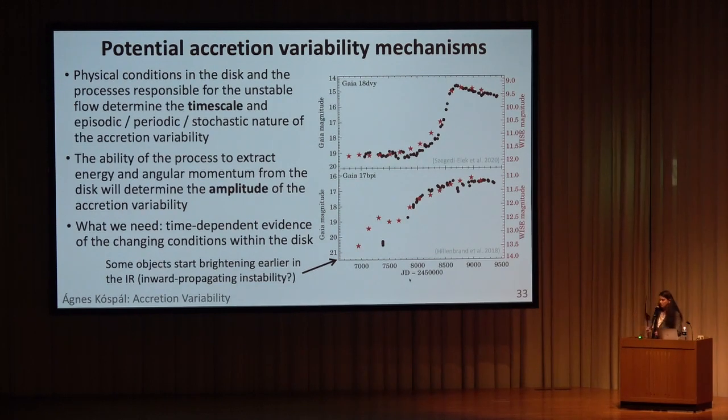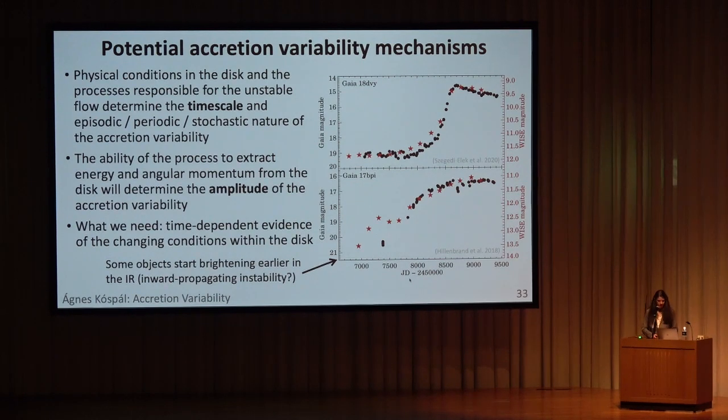Here I'm showing an example for a very nice observational fact, which is that certain FUors start brightening earlier in the infrared than at optical wavelengths. And from this, we can infer that in these objects, probably there is some kind of inward propagating instability at work. But eventually, again, important message, I think, it is unlikely that we can unambiguously constrain the variability mechanism just by looking at light curves only.